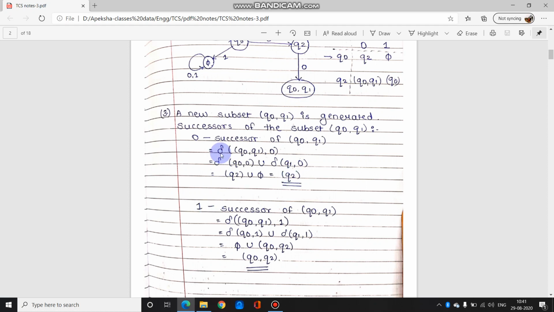Similarly, for 1 you will consider an input 1 on the Q0 state and an input 1 on the Q1 state. So here is input 1 on Q0, input 1 on Q1. Q0 on input 1 is taking us to the phi state. Q1 on an input 1 is taking us to this state, that is Q0 Q2. So this is our final state.